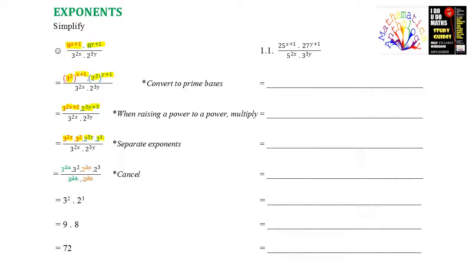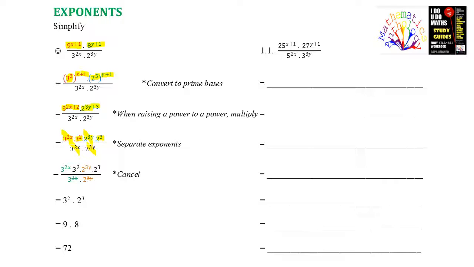Okay, now I can cancel things off. I can see that I have a 3 to the power 2x in the numerator and a 3 to the power 2x in the denominator. I'm going to cancel those. I can see I have 2 to the power 3y in the numerator, 2 to the power 3y in the denominator. Those are cancelling as well.